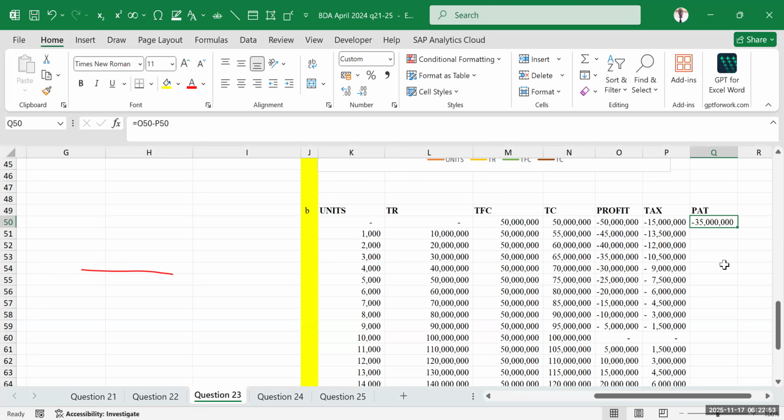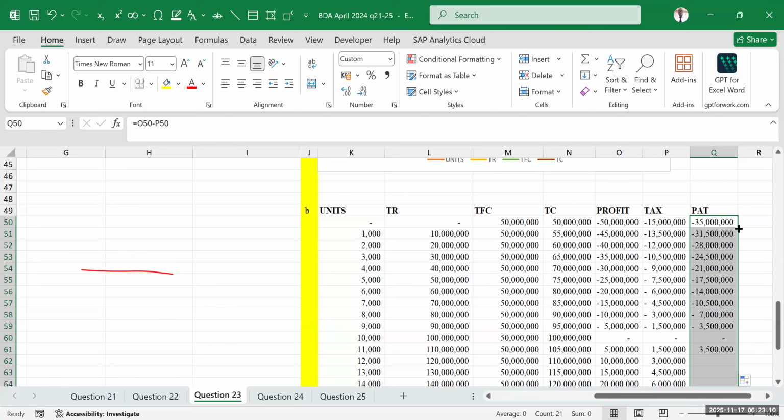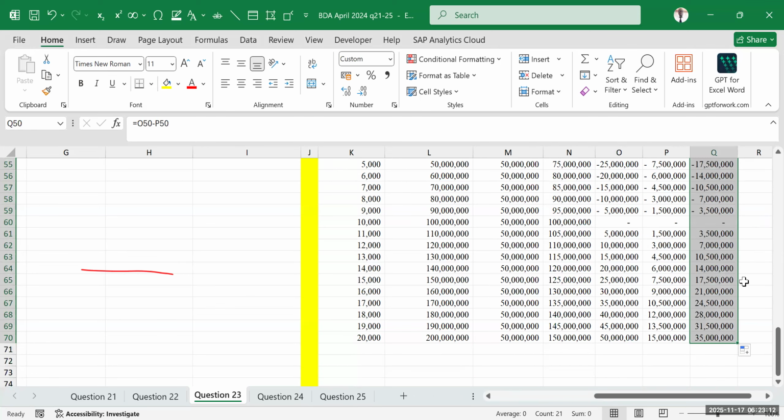Remember, you made a loss of 50,000. You do not go ahead and pay tax. It reduces your loss. So we normally deduct from profit the tax bit of it. Regardless of the signs there, just do the subtraction. I autofill to the end.